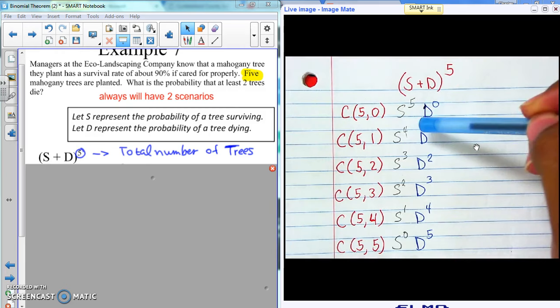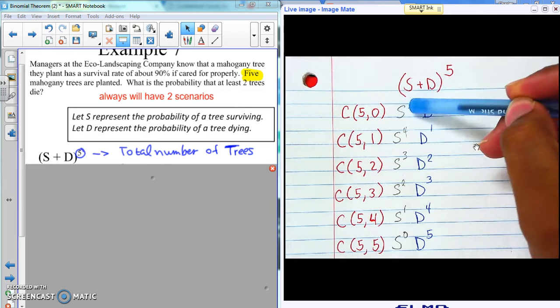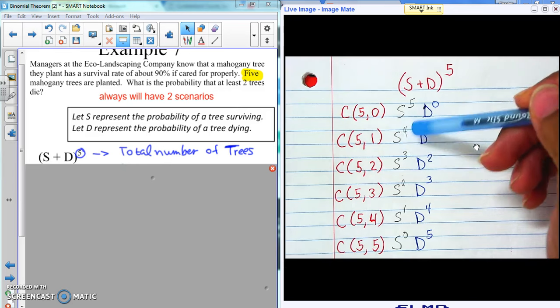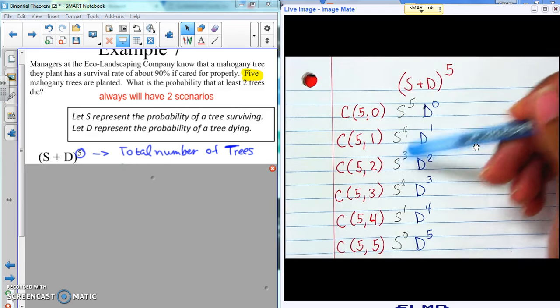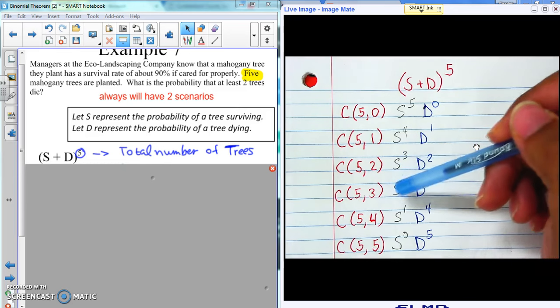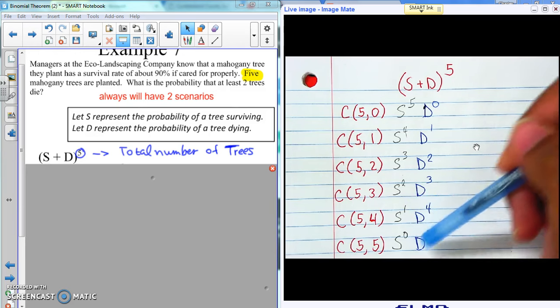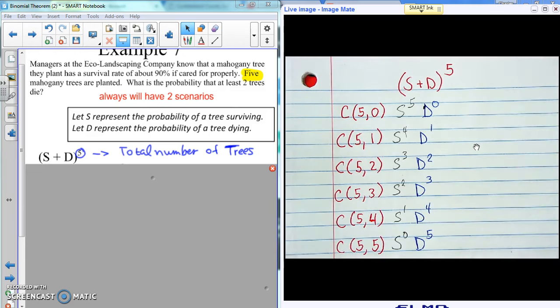So looking at these, just to make sure everybody understands, this means that 5 trees survive and no trees die. This means that 4 trees survive, 1 tree dies. 3 survive here, 2 die. 2 survive, 3 die. 1 survives, 4 die. 0 survive, and they all die. So that's what we're talking about here. That's what those exponents are talking about.